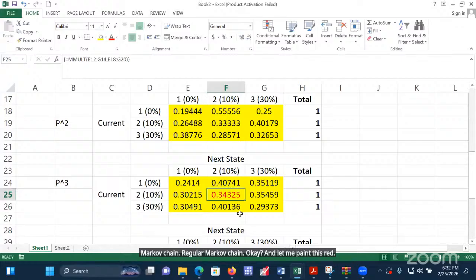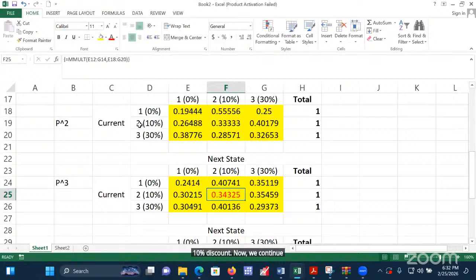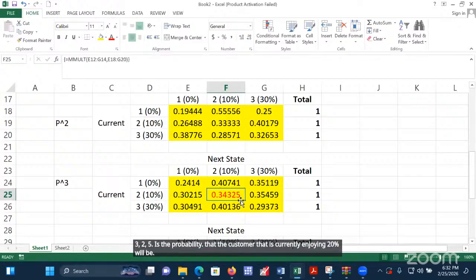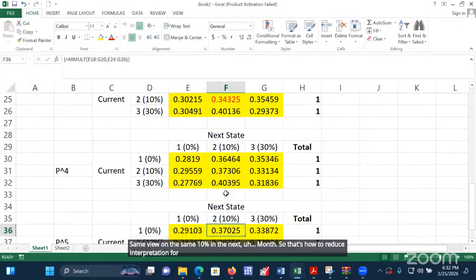Now you will see that the probability that a customer who is currently enjoying 10% discount will continue to enjoy 10% discount by next month is 34%. That means 0.34. And 0.325 is the probability that a customer who is currently enjoying 20% will be on the same 10% in the next month. So that's how to do the interpretation for each of the probabilities.